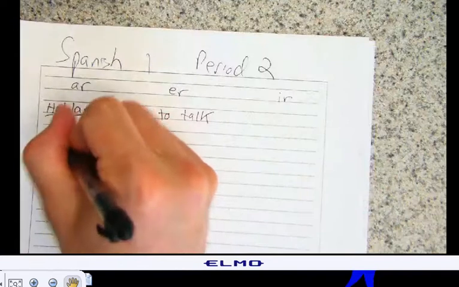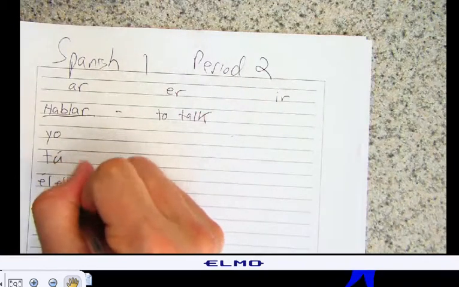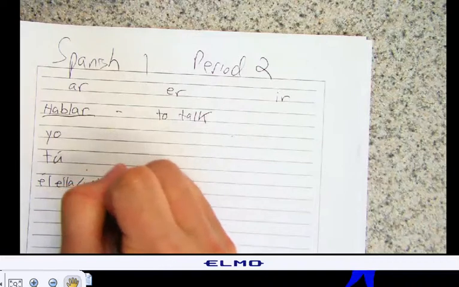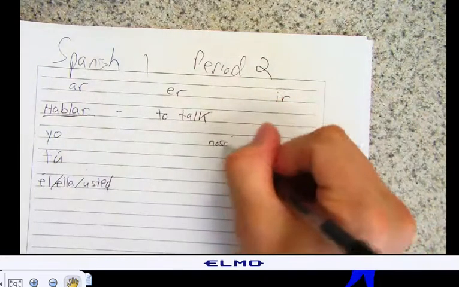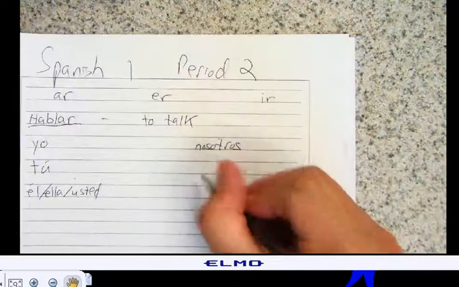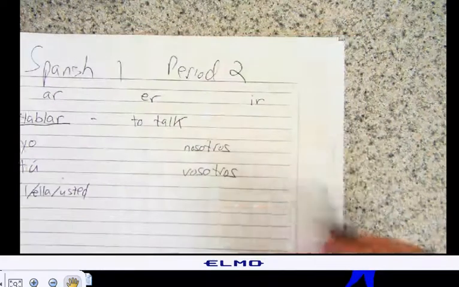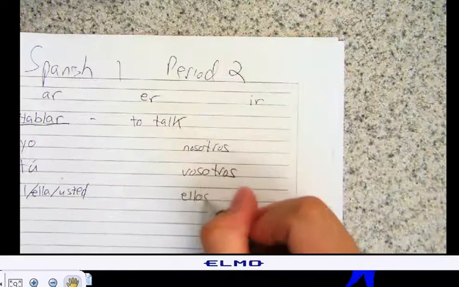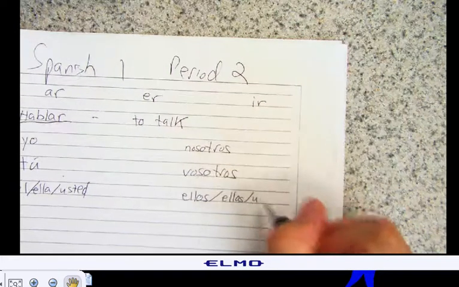You got to set up your handy dandy little verb chart box, and you can do this. If you can just do this once, that's fine pretty much, but if you can do it by memory, that's the way you want to do it, because this should be an ingrained habit by now. Nosotros, vosotros, third person plural is your ellos, ellas, ustedes.